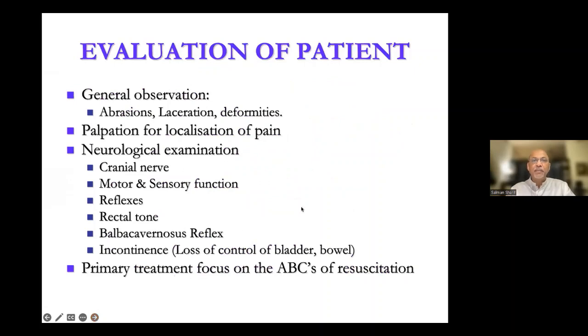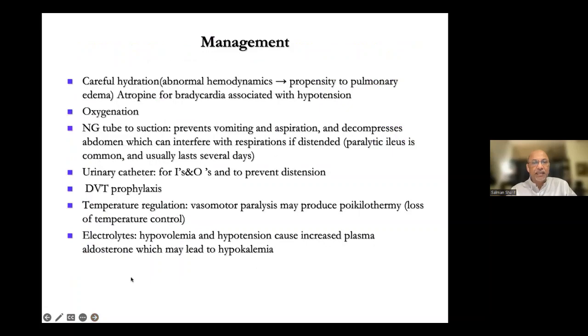Evaluation of the patient is general observation: abrasion, laceration, deformities. Any abrasion on the forehead suggests that the trauma may be from the front, so you could have a hyperextension injury. Palpation for localization of pain. This is for the spine. Neurological examination includes cranial nerves, motor, sensory, reflexes, rectal tone, bulbocavernosus reflex, and incontinence, and primary ABCD care, which is the routine.